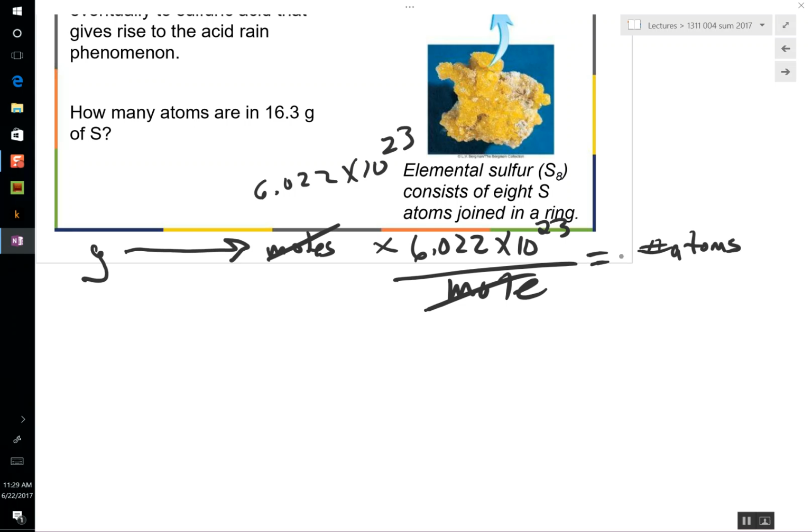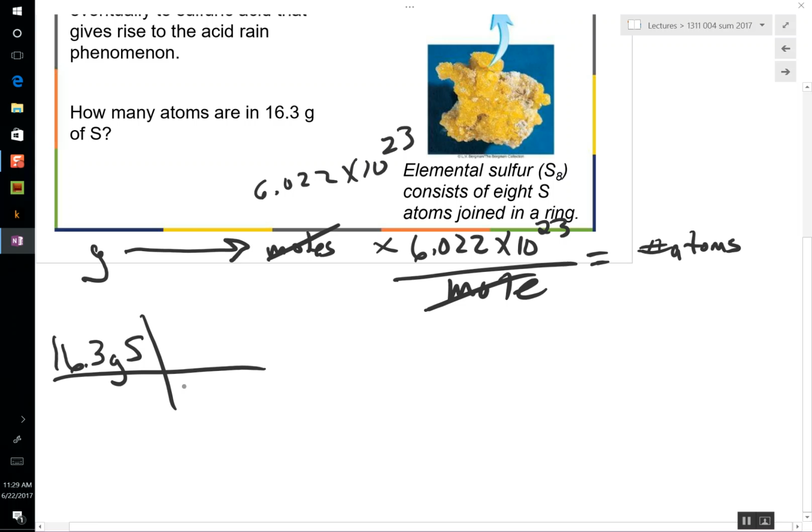I've got to say, what are we talking about? Now we're talking about sulfur. 16.3 grams of sulfur. So I'm going to take my 16.3 grams of sulfur and I'm going to convert that into moles of sulfur. How do I do that? Well, I put the grams of sulfur down here. 1 mole of sulfur weighs 32.06. Is that what you have on your periodic table? 32.07? Okay. 32.07 grams of sulfur.